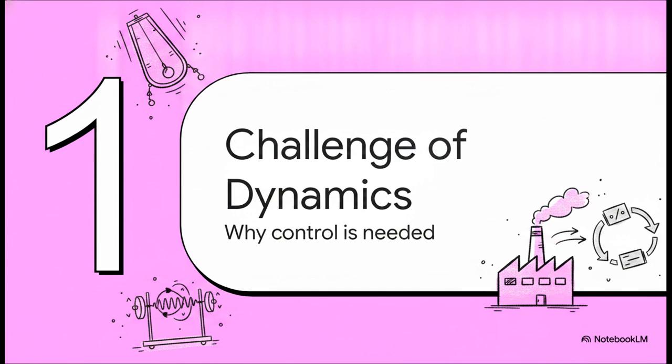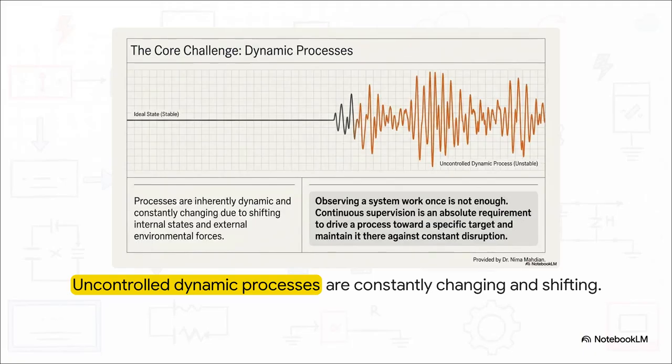All right, Section 1, the challenge of dynamics. Let's ground ourselves in exactly why control engineering even needs to exist in the first place. Look at that wild, fluctuating orange line. That right there shows you just how chaotic an unmanaged system actually is.